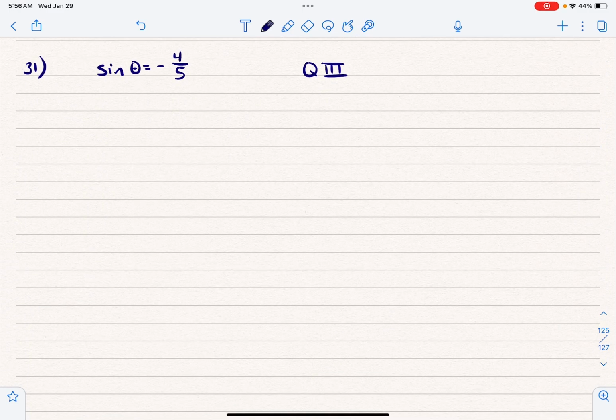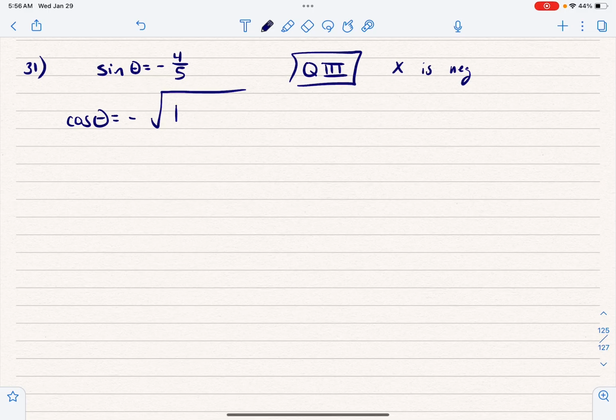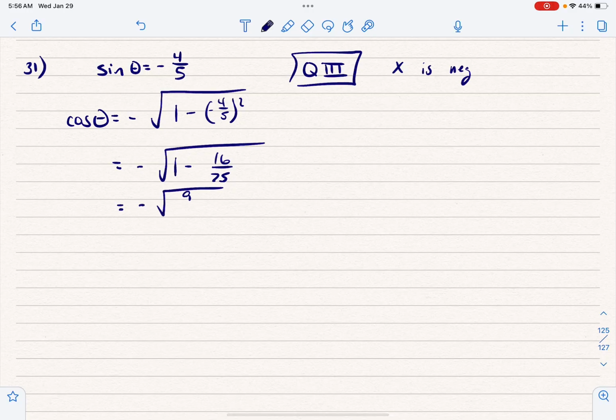Okay, next, we're given sine theta. We're told quadrant 3. We know everything is negative in quadrant 3. So therefore, of course, x is negative. So I say, all right, cosine theta is equal to negative square root of 1 minus, and we have to square this value. This is negative 4/5, and that's going to give us 16/25. We know that 1 is 25/25, and when we subtract, we get 9/25. We know the square root of both of those is 3/5.